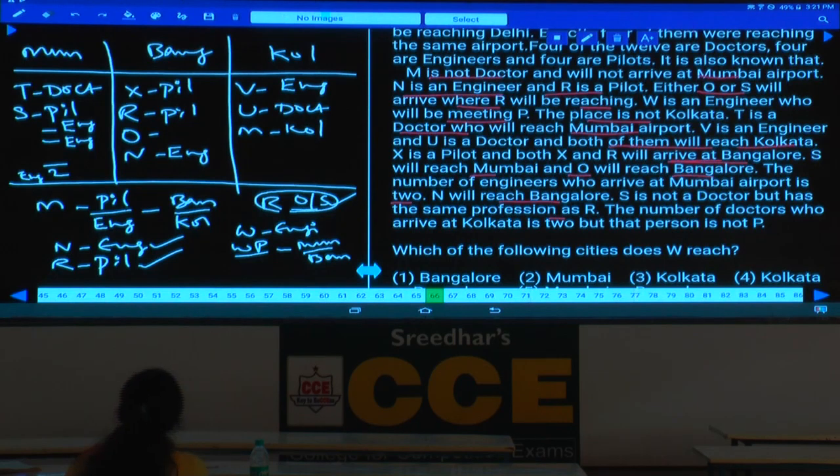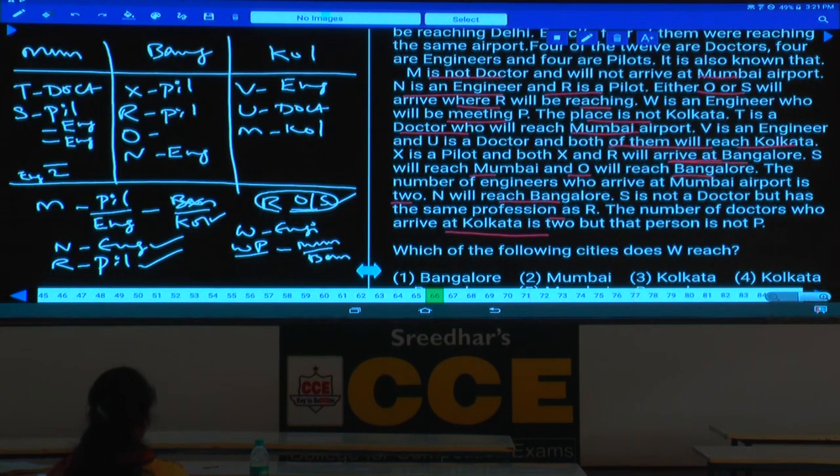And as M is Kolkata, now the number of doctors who arrive at Kolkata is 2. How many doctors are there? There are 2 doctors in this Kolkata. As there are 2 doctors in this Kolkata, and M is Kolkata, this is already known. There are 2 doctors, isn't it? There are 2 doctors in this one.